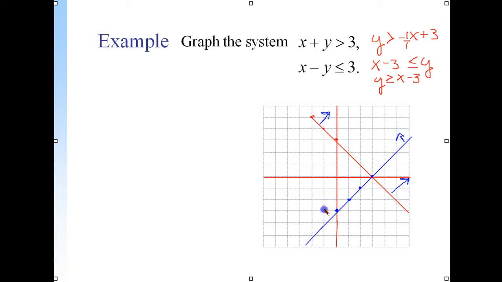Now, where do these intersect? It's just going to be one of these regions where there is intersection. And you see it's sort of where the yellow circle is, right in there. I'm doing it in green. That is the area of intersection. And all those ordered pairs in that area are solutions for both of those inequalities. That is the solution region.